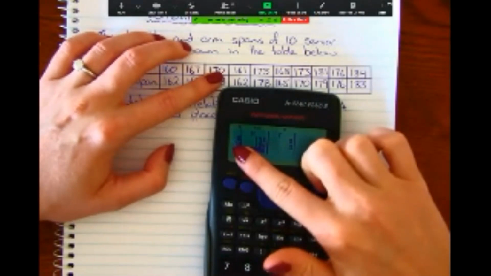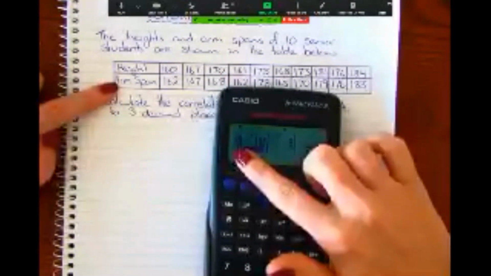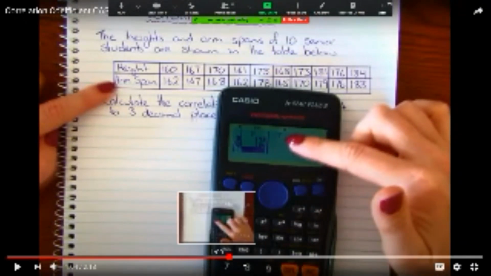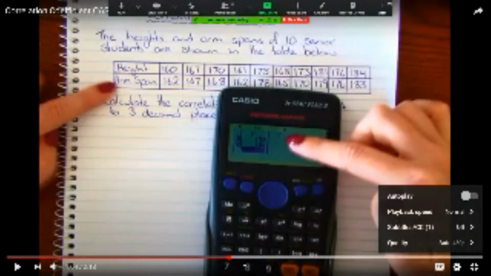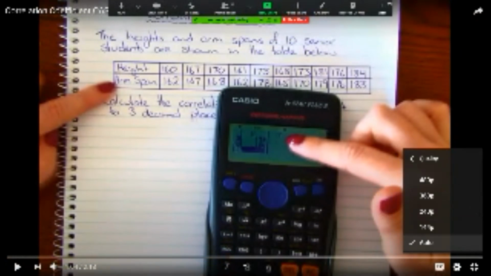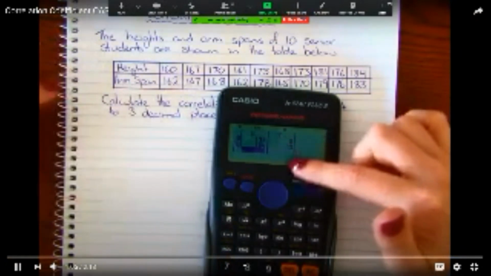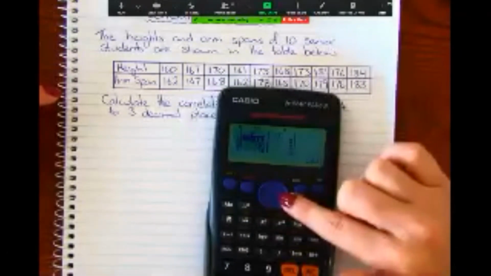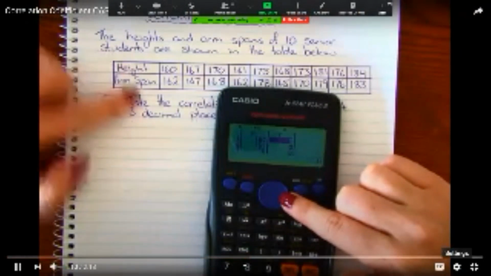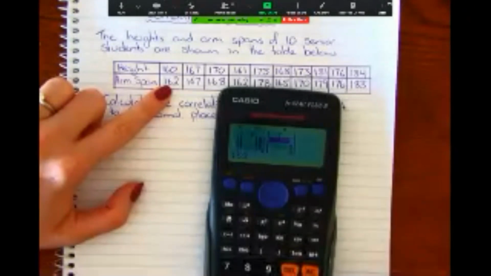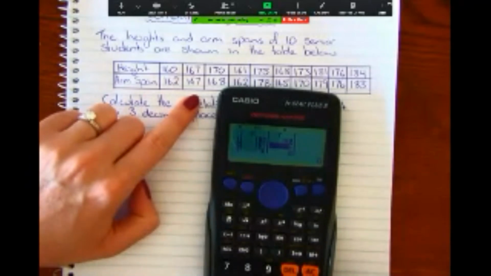Okay, so we've got 10 heights in there, which is what we wanted. Now we need to enter all our arm spans next to the right ones. So we need to make sure we do them all in the same order. So we'll go back up to the top and go across, and we'll enter them in. So next to the 160 needs to go 162. So 162 equals, and we'll go across.